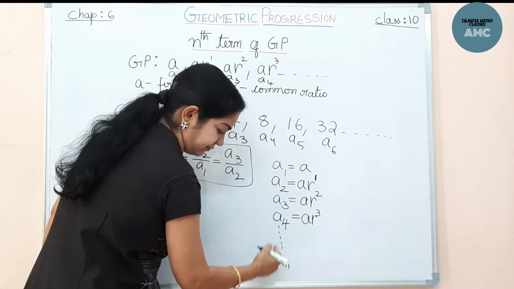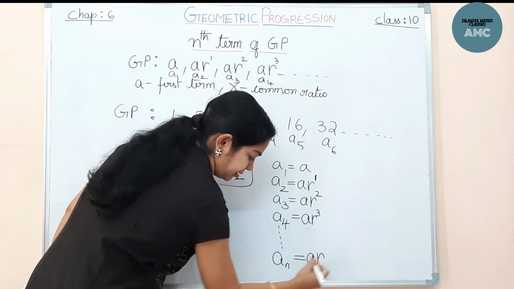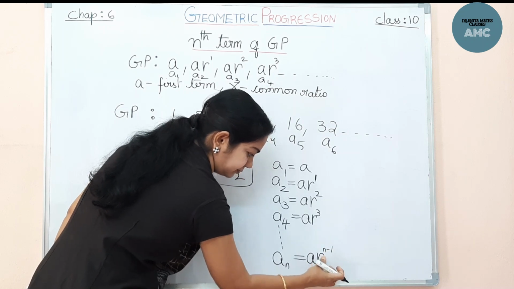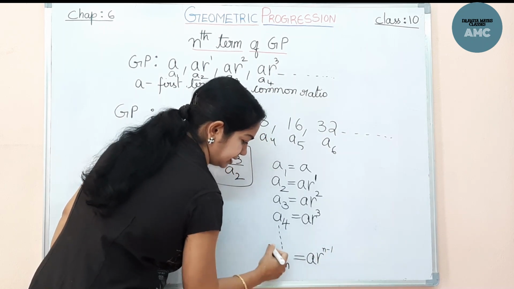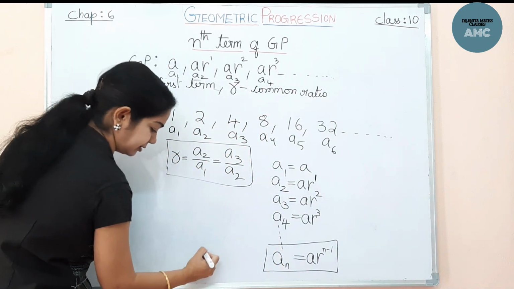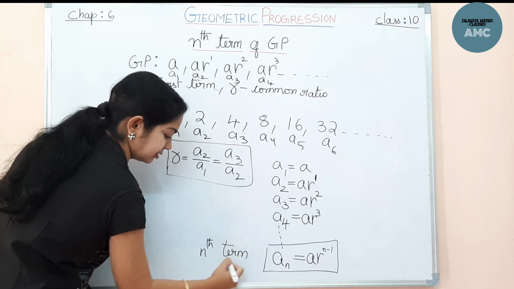So likewise, I will write the nth term. So a, r and one less, so n minus 1. Right. This is the nth term of a GP. Nth term.